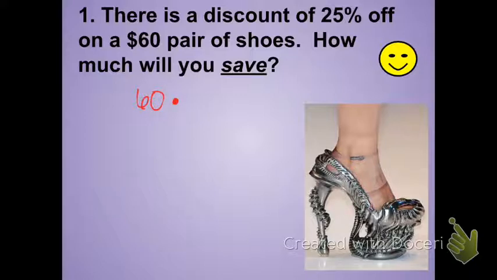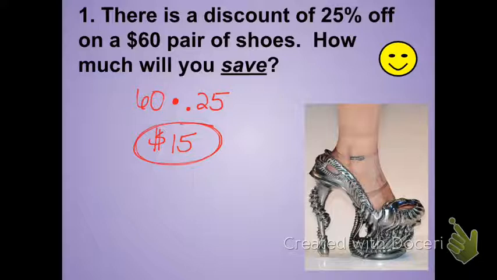Times 25%. We need to change that into a decimal: 0.25. So it's $60 times 0.25. Grab your calculator, and when you know how much $60 times 25% is, raise your hand. Don't call anything out, just raise your hand. Isaiah? Yep, it's $15.